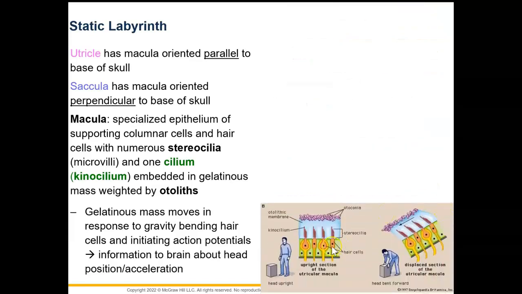So here's a nice demonstration of that. Here is our macula with our head upright. You can see those hair cells are nice and straight, as well as the otolithic membrane with the otoliths on top. And then when we bend down to pick up a box, we see a shift in the head, right? So then we have a movement of that otolith and the membrane, and that is bending the hair cells along with the kinocilium, and we are going to send that information through these afferent neurons.